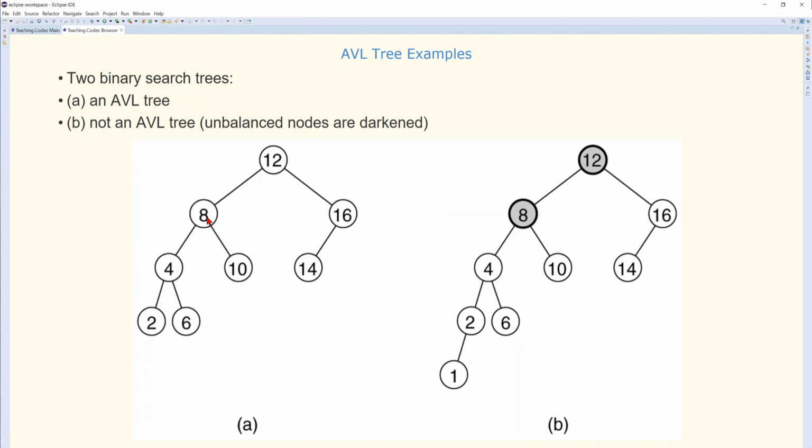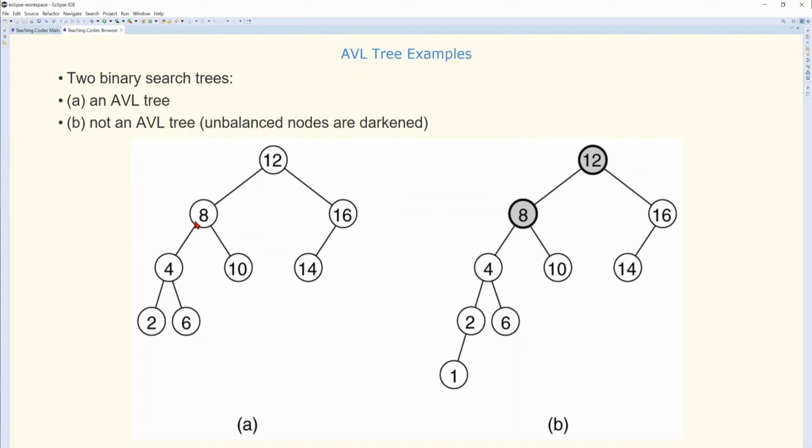But note that if a node is added below 10, it would not unbalance it. So we cannot say all insertions cause the tree to be unbalanced. You don't do the balancing if the insertion did not cause an imbalance in the tree. You do it only if, because of insertion, the tree now becomes an unbalanced tree.